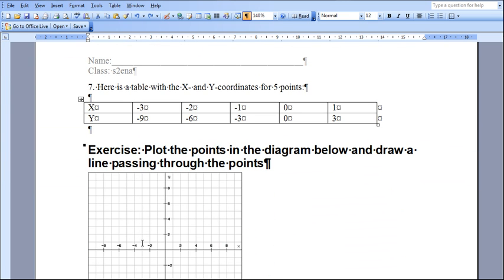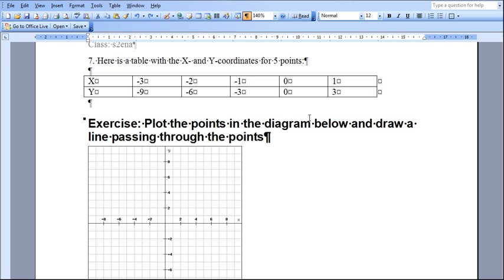Next one, number 7. Here is a table with the x and y coordinates for 5 points. Plot the points in the diagram below and draw a line passing through the points. So this is quite easy, right? We just plot these 5 points and then draw a line. Just make sure and remember that we have to draw a line, so it has to be a line passing through all the points, keep going, and then have the arrow in both ends, since it's a line.